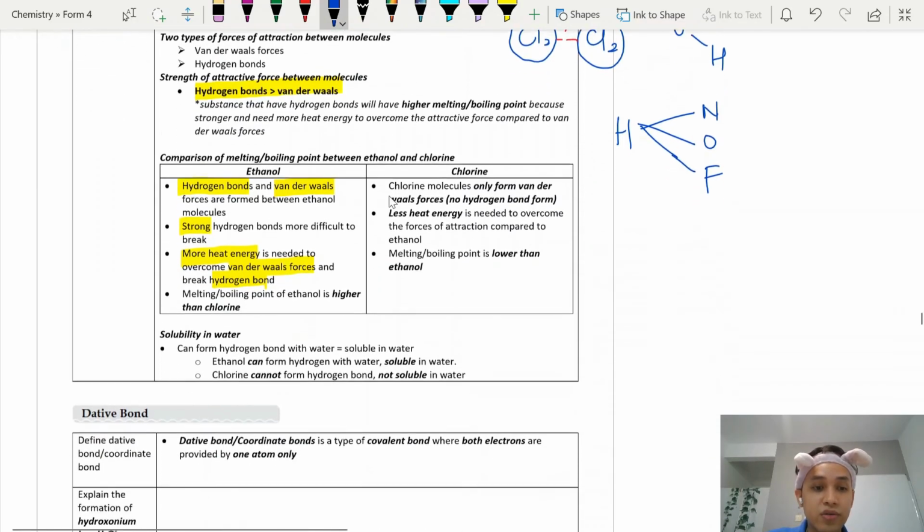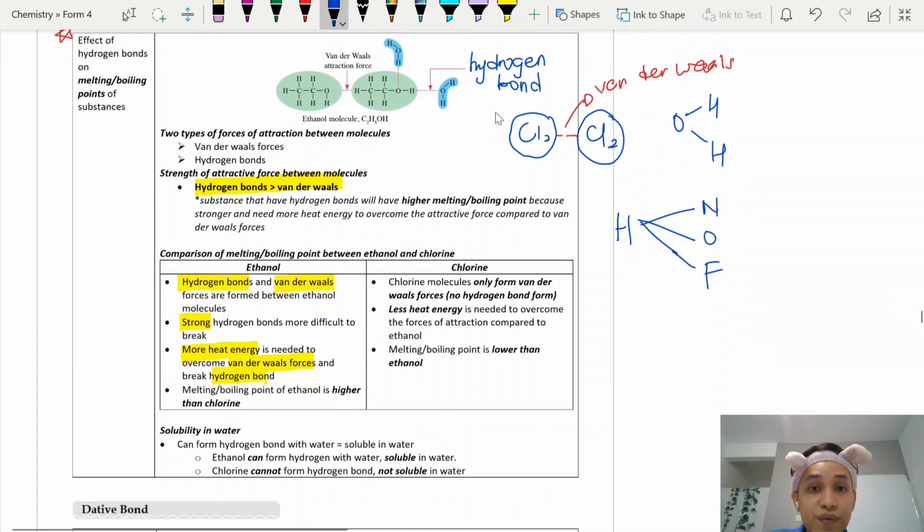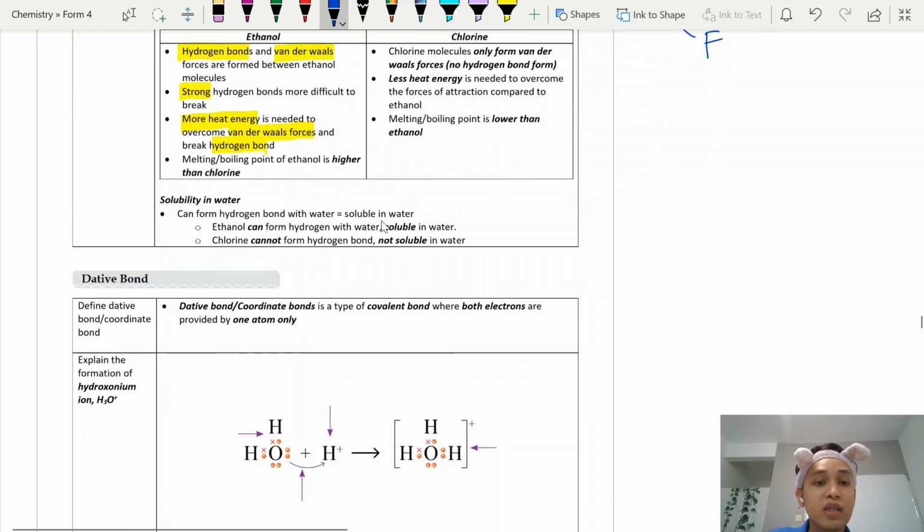So basically, solubility in water, you are able to dissolve in water because of two reasons. Number one is if you can ionize in water. For example, an ionic compound like NaCl: when you put it inside water, it ionizes to form ions. So this is the first reason you are able to dissolve in water. The second reason is if you can form hydrogen bonds. Technically speaking, if you can form hydrogen bonds with water, you are soluble in water.